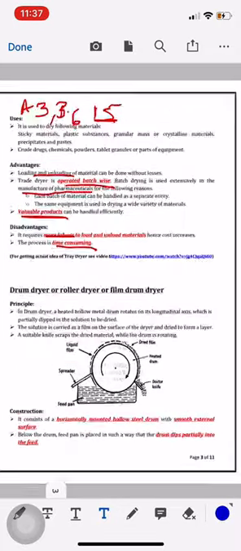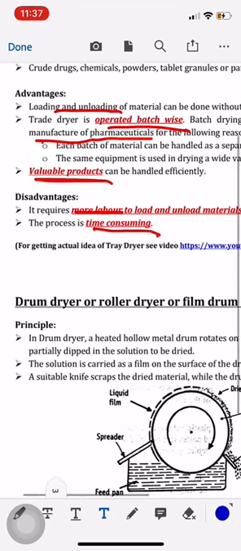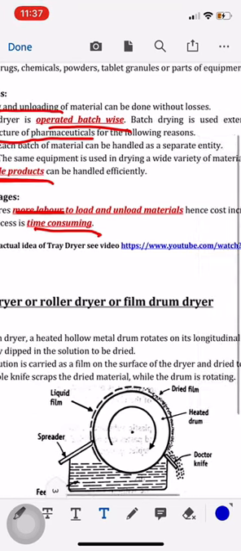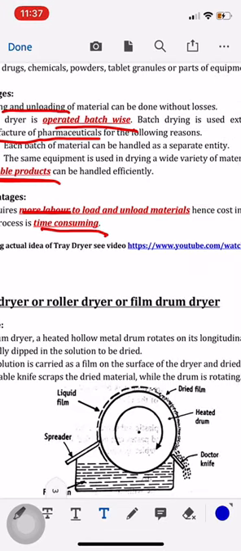If you want to have a more clear idea, I've given a link. You can click on that link and you can have an idea. Our next dryer is the drum dryer or roller dryer or film drum dryer. Now, as the name suggests, there will be a drum which will be rotating and that will be drying. That is the drum dryer. Another name is film dryer. Film dryer means there is a drum on which a film of substance will be formed and that film will be drying.